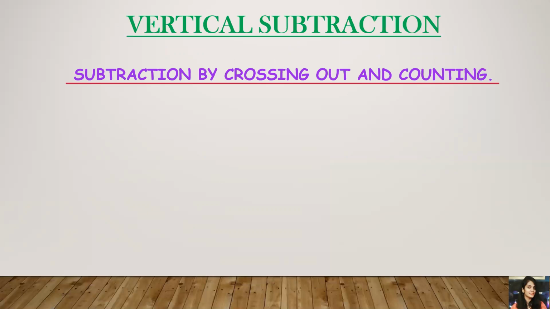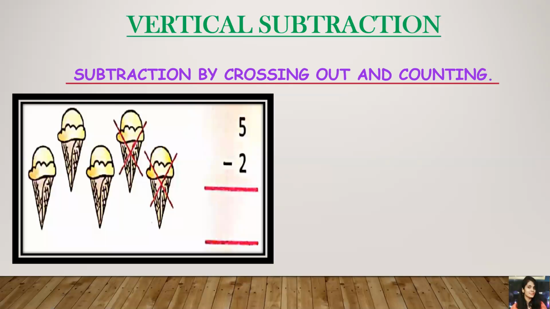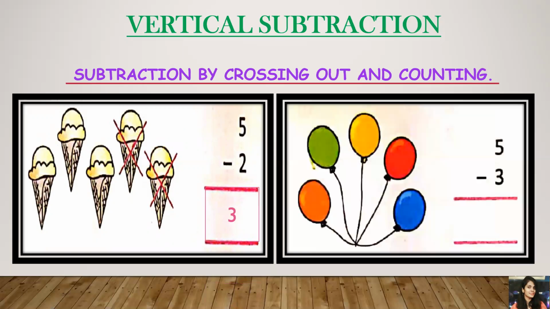Vertical subtraction, subtraction by crossing out and counting. 5 ice creams are there. I have crossed out 2 ice creams. So, there will be only 3 ice creams left. 5 balloons are there. I have crossed out 3 of them. Then there will be only 2 balloons.